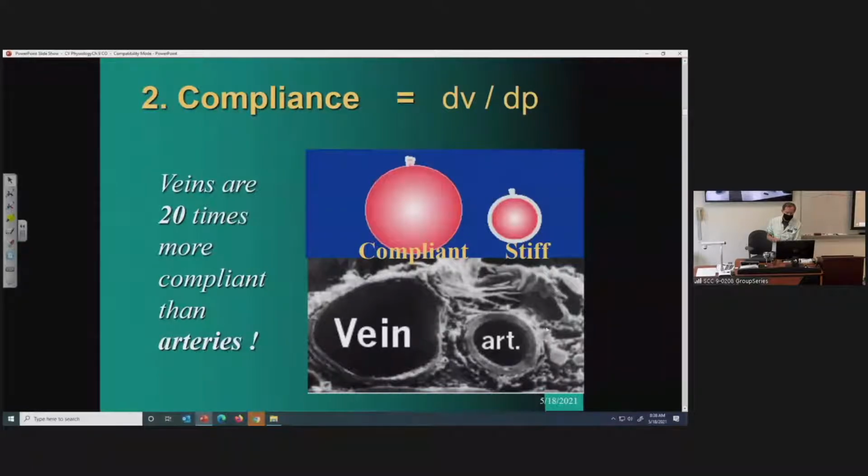Here's a cross-sectional electron microscope picture of an artery and a vein. And you can see the media, the walls are thick in an artery. The veins do have tunica media. They do have a muscular layer, but it's just pretty thin. So the veins are very stretchy and compliant.